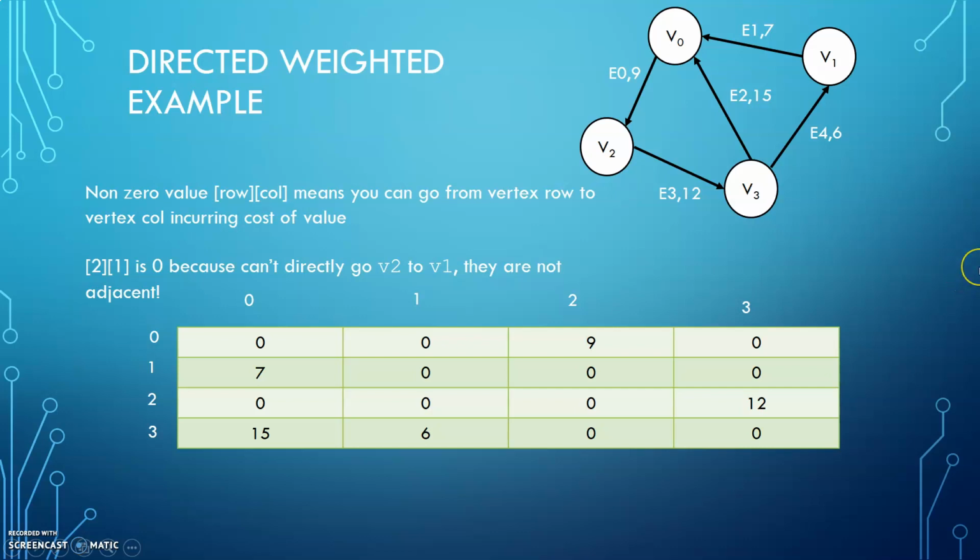The nice thing about Java, if we allocate a two-dimensional array of integers, it automatically initializes the elements to 0. If we were using something like C++, we'd have to go in a nested loop to initialize the values.